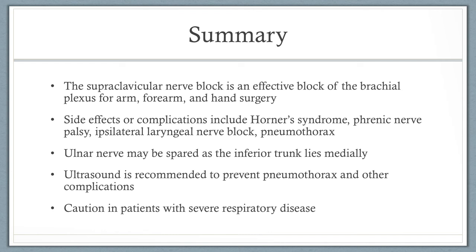In summary, the supraclavicular nerve block is an effective block of the brachial plexus for arm, forearm, and hand surgery. Side effects or complications include Horner syndrome, phrenic nerve palsy, ipsilateral laryngeal nerve block, and pneumothorax. The ulnar nerve may also be spared as the inferior trunk of the brachial plexus lies medially. Ultrasound is recommended to prevent pneumothorax and other complications. Finally, caution should be taken in patients with severe respiratory disease, as this nerve block could cause a phrenic nerve block.